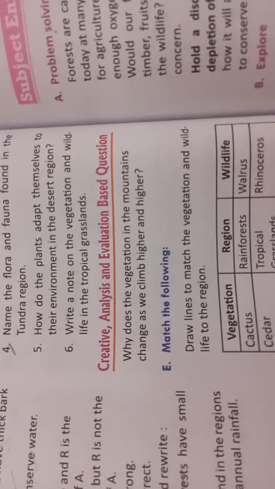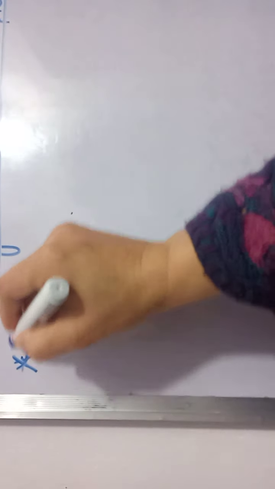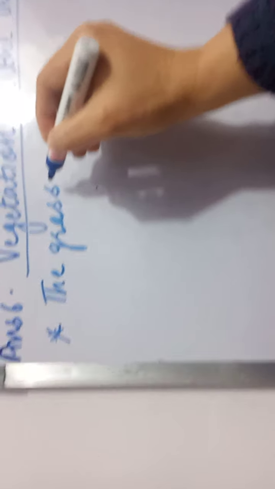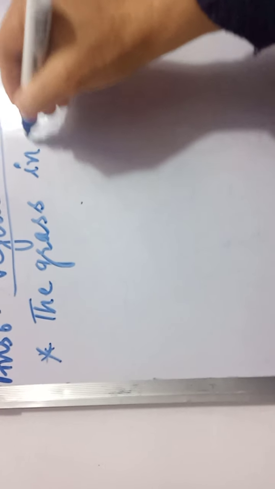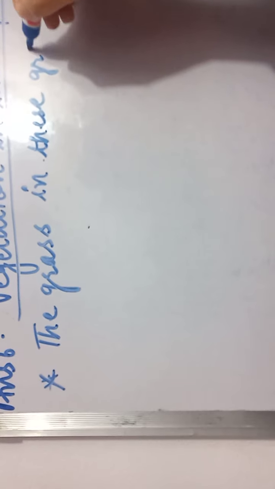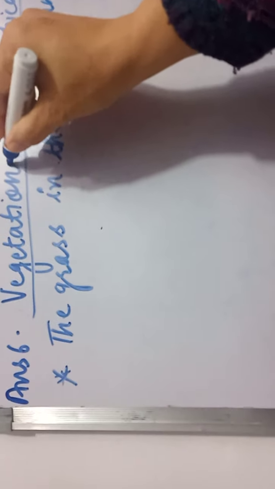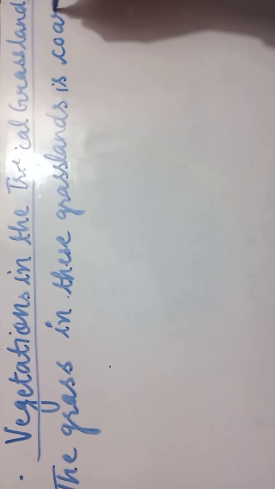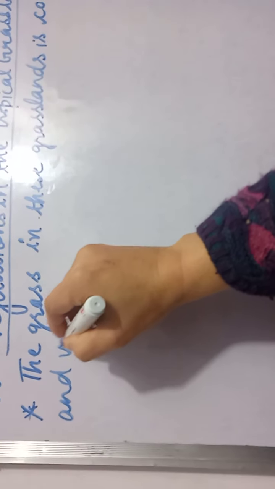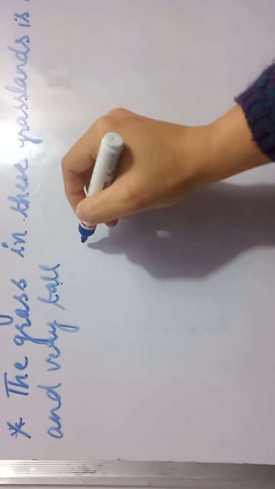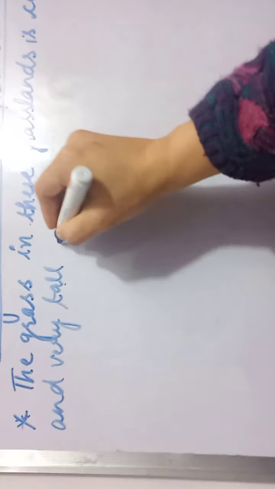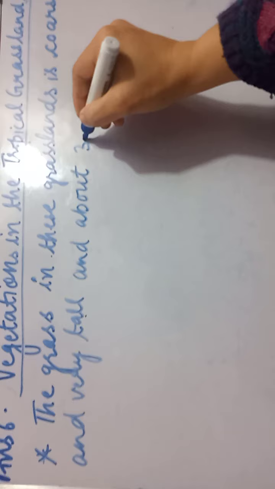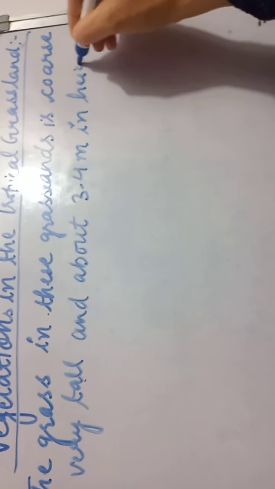Question number 6. Write a note on the vegetation and wildlife in the tropical grasslands. So answer is there. Vegetation in the tropical grassland. So the grass in these grasslands is coarse and very tall, and about 3 to 4 meters in height. Clear?